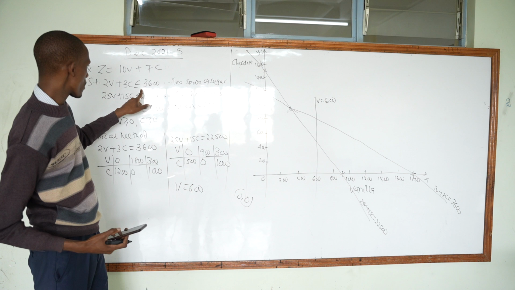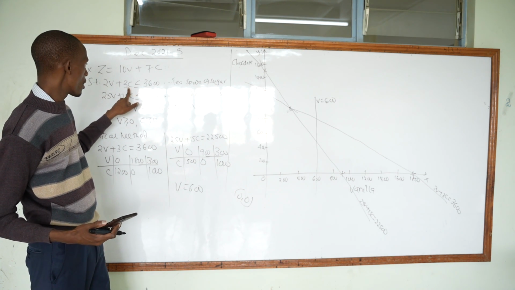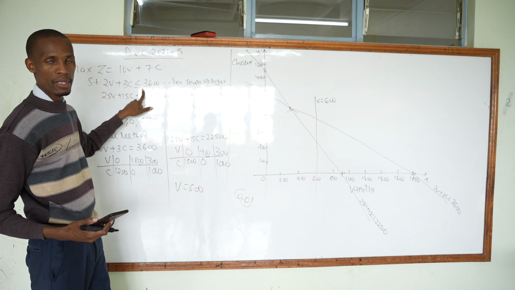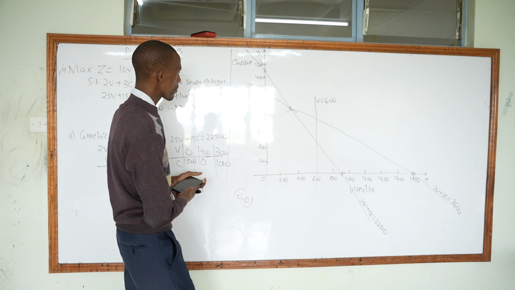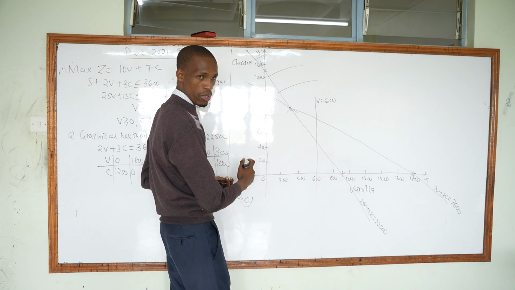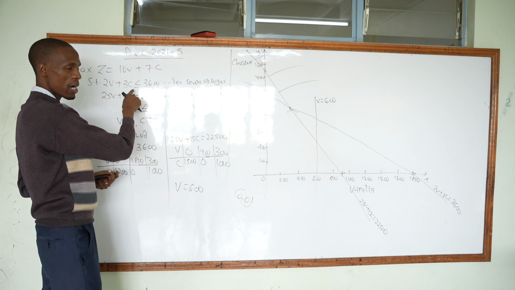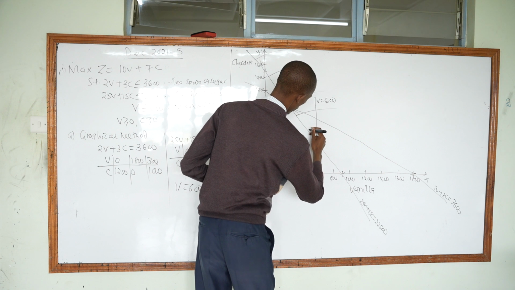So 0 plus 0 is 0. We can say that 0 is less than 600. So that means this one will be unwanted, but this is wanted, because it's the one which agrees with the fact that 0 is less than 600. So we shade this.